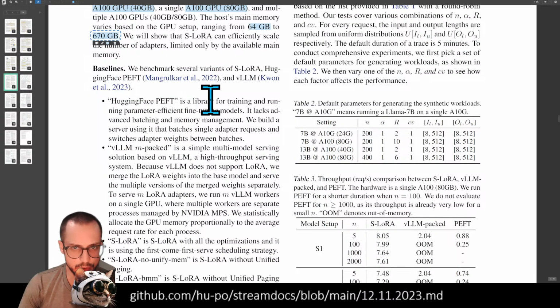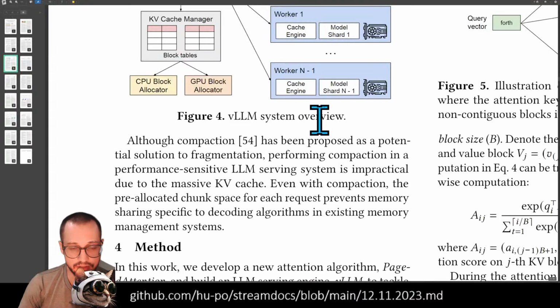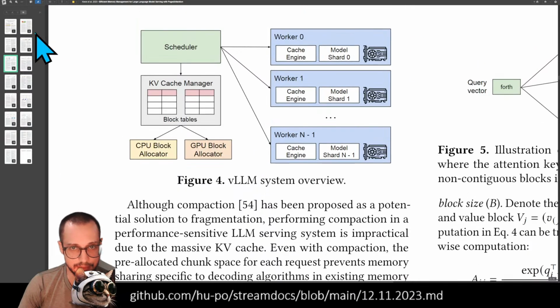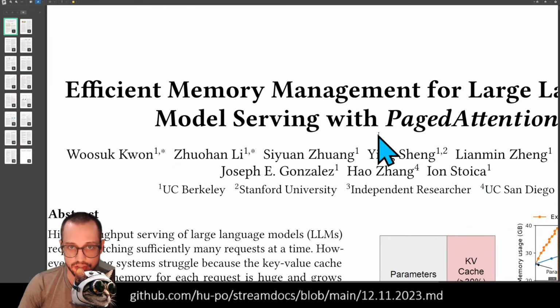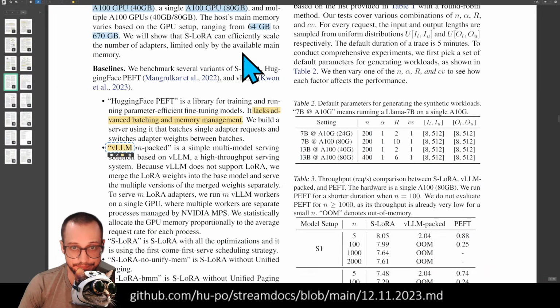They benchmark a couple of different variants of S-LoRA. They compare to Hugging Face PEFT, a library for training and running parameter-efficient fine-tuning models, which lacks advanced batching and memory management. And then they also compare to vLLM, which is the original paper, this one here, the vLLM system overview from Efficient Memory Management for Large Language Model Serving with PagedAttention.